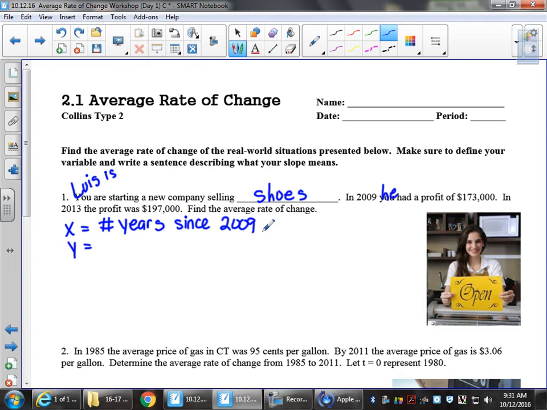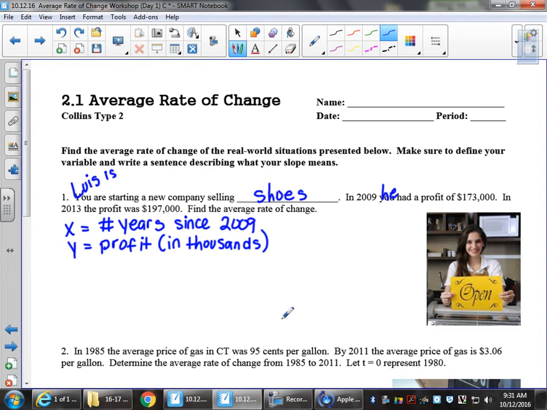Now, what's Y? Once I know how many years have gone by, what's the other measurable quantity? Profits. Total profit, however you choose to write it. One thing I would like to touch on. See how this is 173,000 and this is 197,000? We can help ourselves out and work with much smaller numbers if we define profit measured how. We're going to say Y is profit in thousands. And let's see what happens.